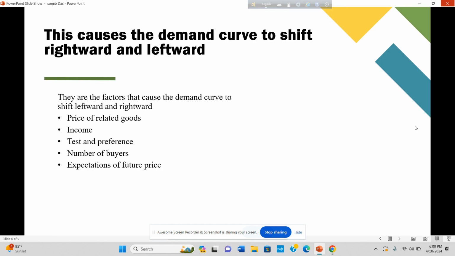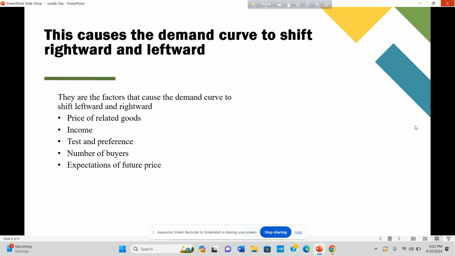Next, we move to the causes that make the demand curve shift rightward and leftward. We know what an increase in demand and a decrease in demand mean. An increase in demand means that consumers are willing and able to buy more of a good at every price. A decrease in demand means that consumers are willing and able to buy less of a good at every price. If demand increases, the demand curve shifts rightward. If demand decreases, the demand curve shifts leftward.